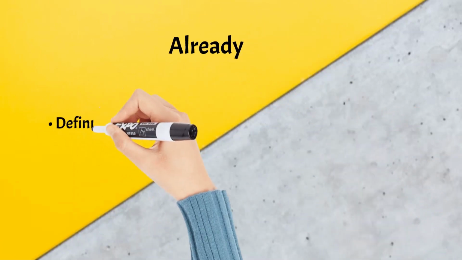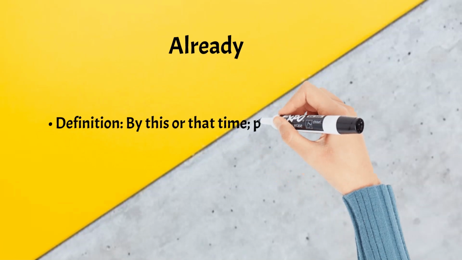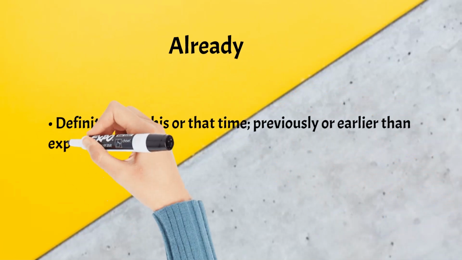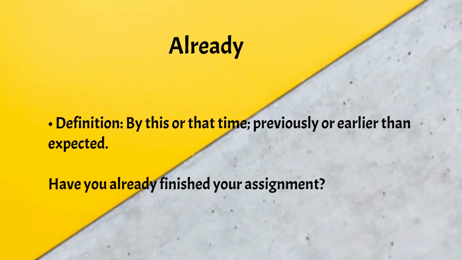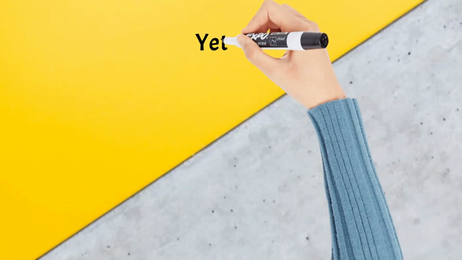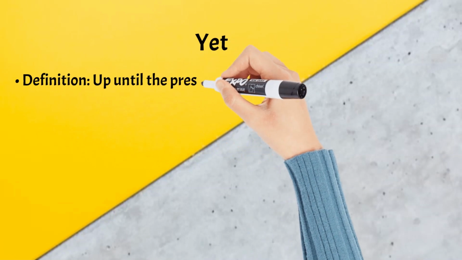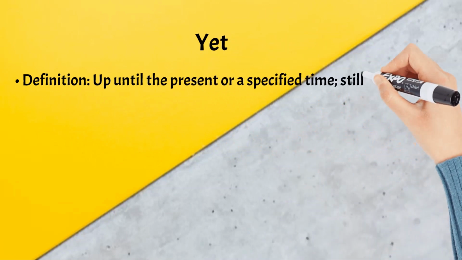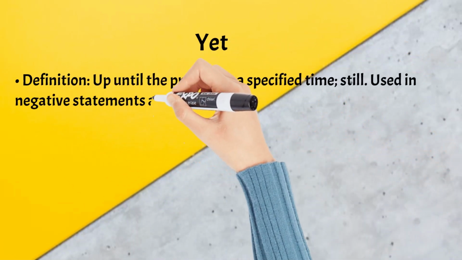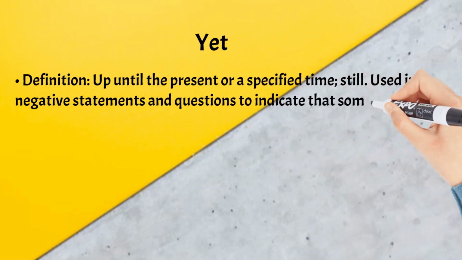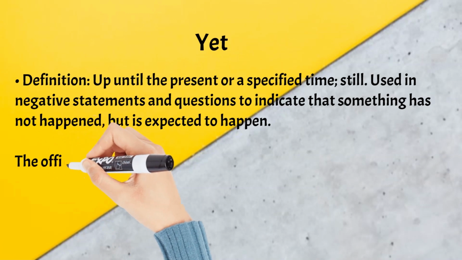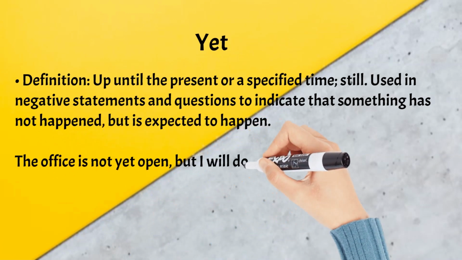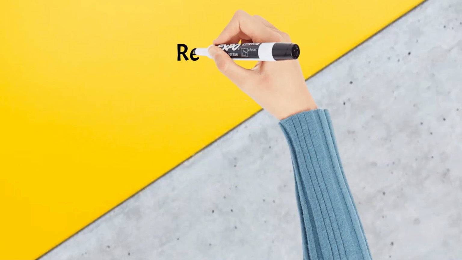Already. Definition: by this or that time, previously or earlier than expected. Example: have you already finished your assignment? Yet. Definition: up until the present or a specified time, still. Used in negative statements and questions to indicate that something has not happened but is expected to happen. Example: the office is not yet open, but I will do it soon.